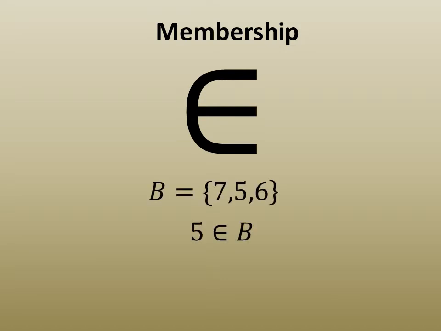For example, the statement on the second line is true and would be read as 5 is an element of the set B, or 5 is a member of the set B. To say that an object is not an element of a set, the same symbol is used with a strike through it. This is read as 3 is not an element of the set B.